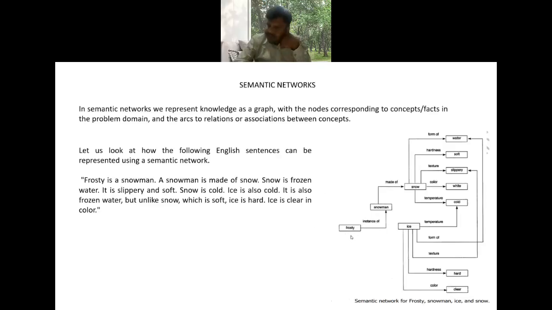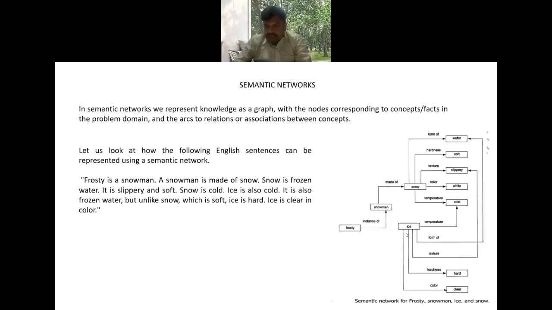So in this one, first we will start with Frosty. Frosty is an instance of snowman. A snowman is made up of snow. Snow is frozen water, slippery and soft. Snow is cold. All these are properties of the snow. Snow form is water, hardness is soft, texture is slippery, color is white, temperature is cold.